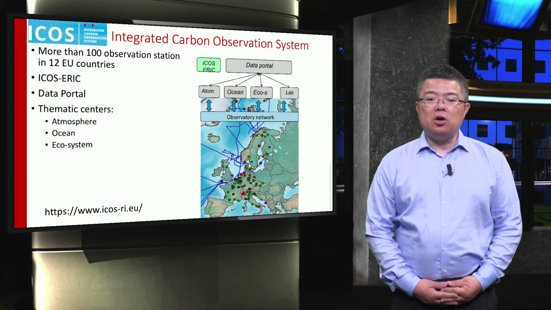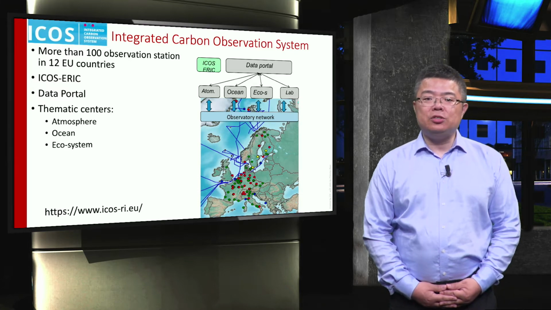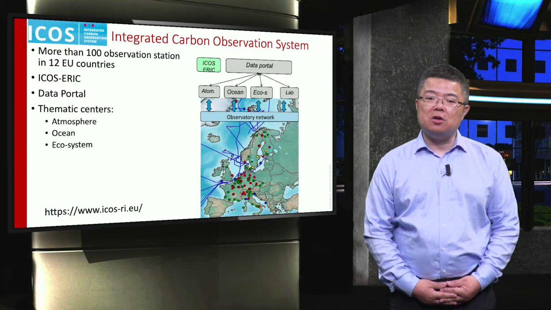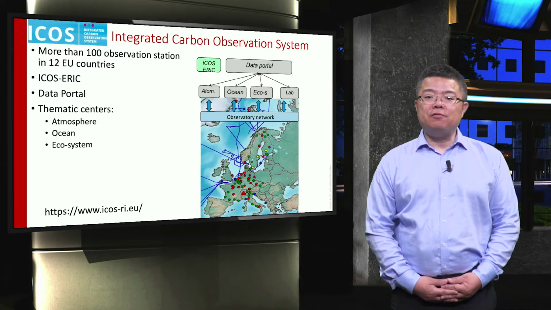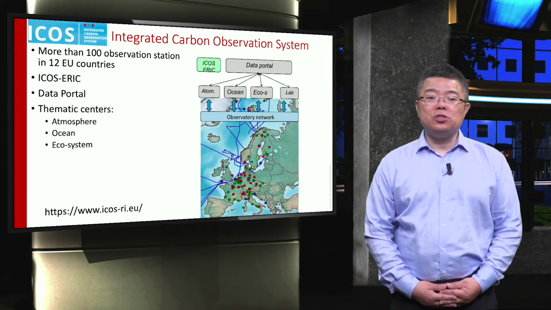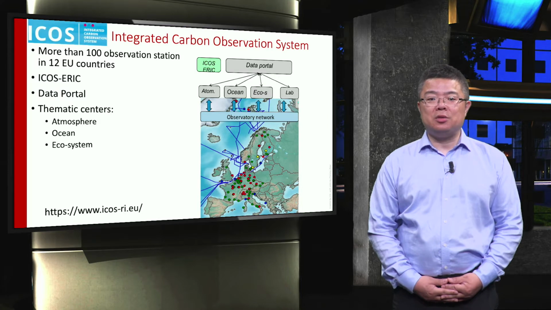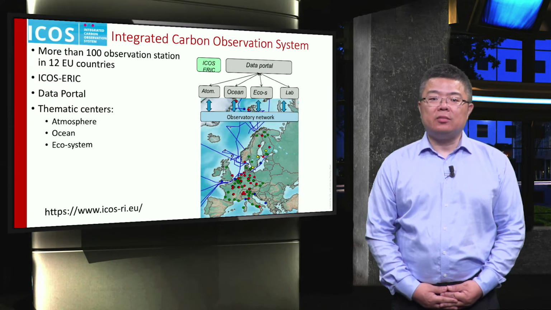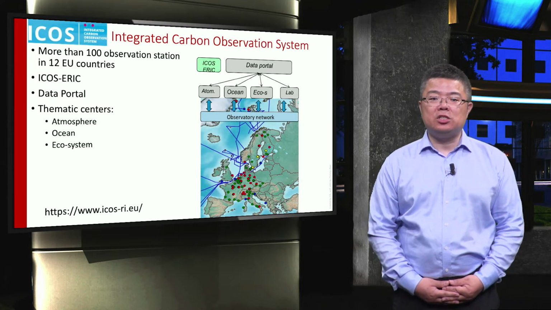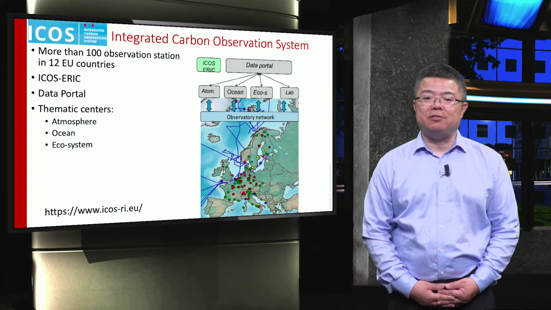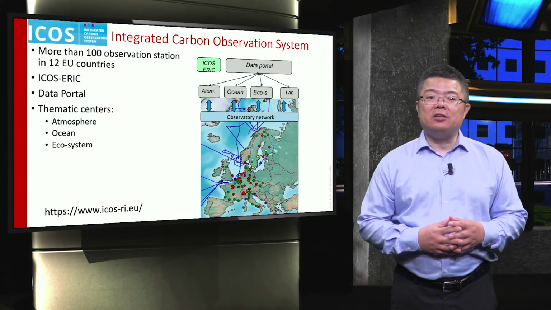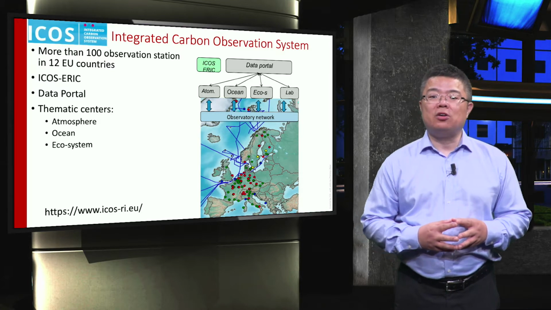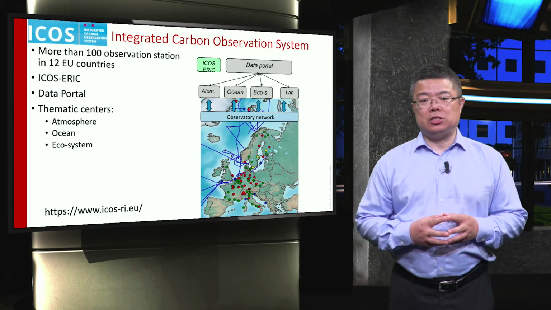The Integrated Carbon Observation System, ICOS, is a research infrastructure mainly focused on carbon observation, but across different environmental domains. As of 2018, there are more than 100 observation stations across 12 European nations collecting raw data. The raw data are further processed in 3 thematic centers in atmosphere, ocean, and ecosystem domains, respectively. ICOS provides a data portal for users to discover and access data and services.